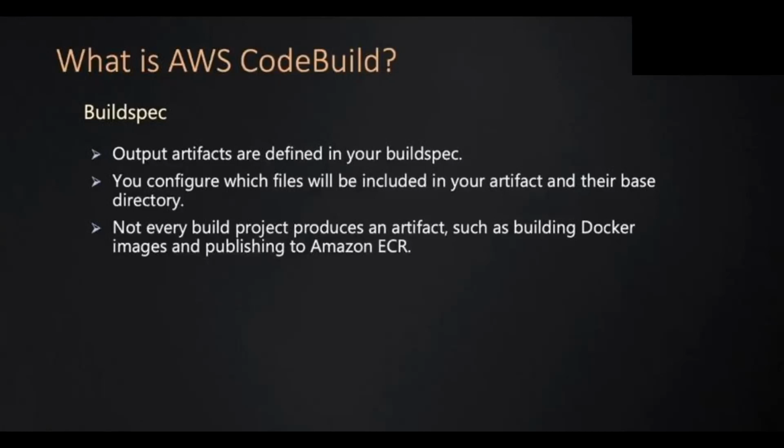Not every build project produces artifacts, such as building Docker images and publishing to Amazon ECR. So these are the tasks or actions which don't necessarily have an output because they are actually getting uploaded to Amazon ECR, and the build is just generating the containers, or the image is just generated, and that's what it is, guys. Okay, moving a little ahead.